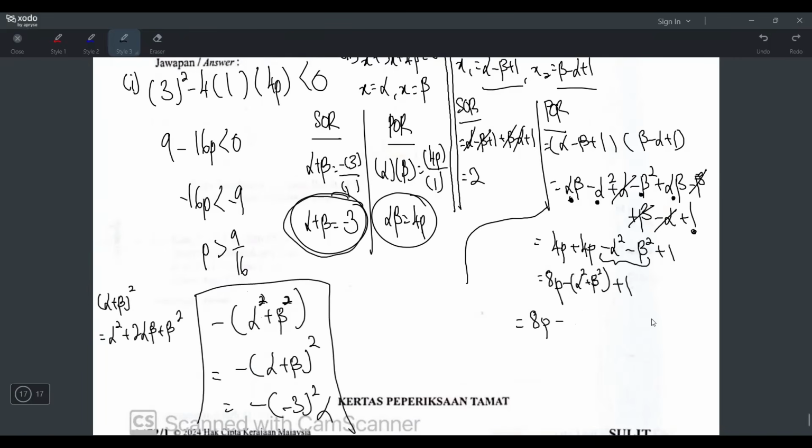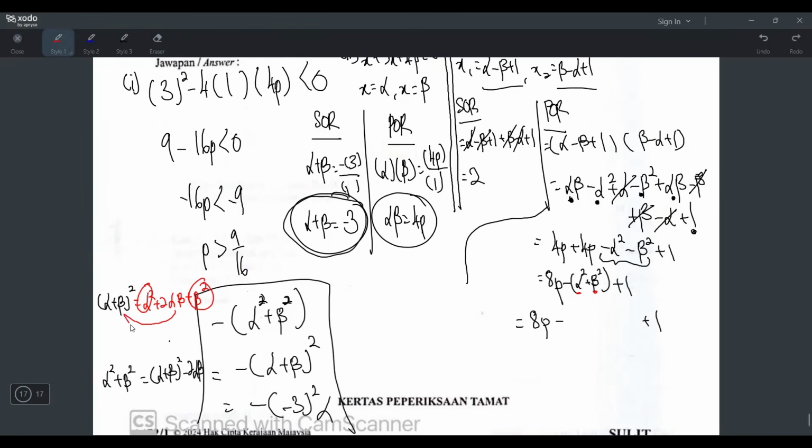So 8p minus, I leave it, and then plus 1, right? So I want alpha squared plus beta squared. Do you agree? If this one equals this, that means your alpha squared plus beta squared will be (alpha plus beta) squared minus 2 alpha beta. Because from here you see that (alpha plus beta) squared equals alpha squared plus 2 alpha beta plus beta squared. Let me erase this. So now what I want is this and this. Correct? Alpha squared plus beta squared, right?